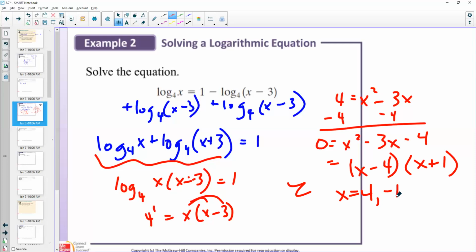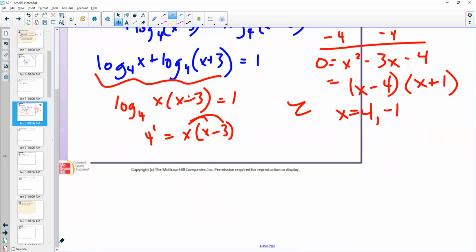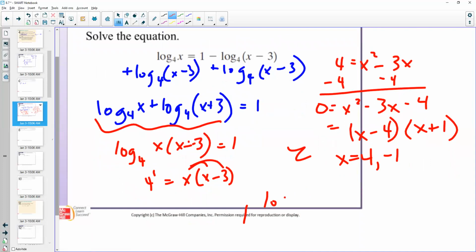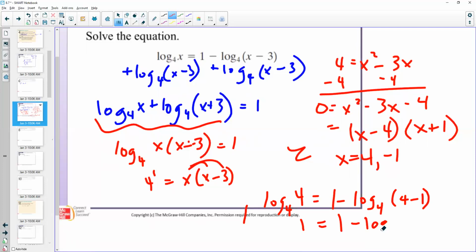When you go back and check, you have to see if it all works out. So I'm going to go in and check both answers. I have to check them on my original equation, which just helps if I can see. So I'm going to do the log base 4 of 4 equals negative 1 minus log base 4 of 4 minus 1. So log base 4 of 4 is going to be 1 equals 1 minus log base 4 of... or sorry, log base 4 of not 3. 4 minus 4.